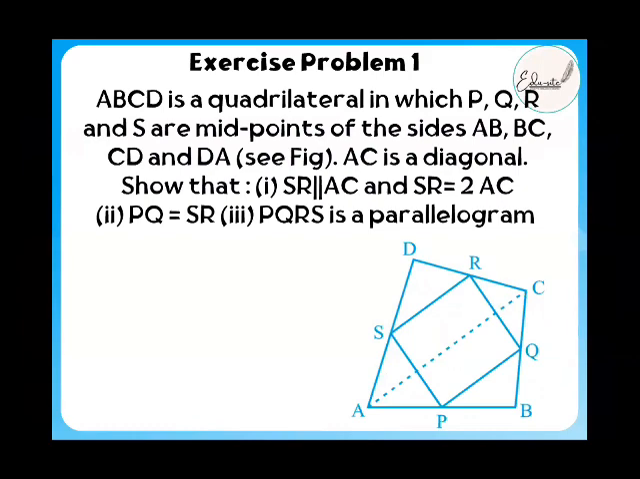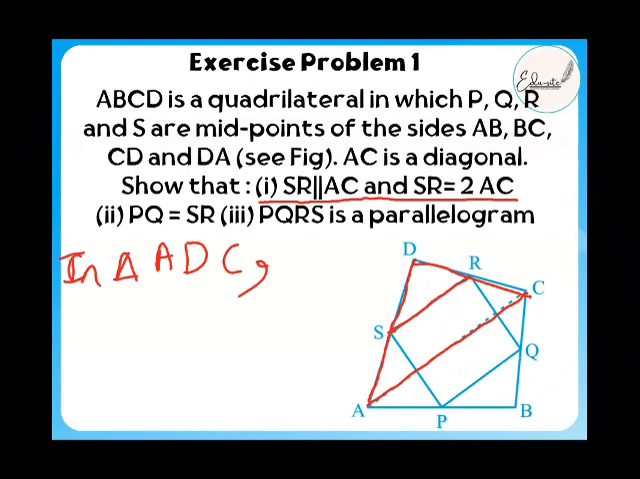Bismillahirrahmanirrahim. The first question they have asked is: prove that SR is parallel to AC and SR is equal to half of AC. How will you prove that SR is parallel to AC? Where is SR? Here it is, SR. Here it is, AC. What do you have to do? Tell me, Laiba. You just have to consider this triangle, right? In triangle ADC. Yes. In triangle ADC, which midpoints do we have? It's given. S is a midpoint. R is a midpoint.